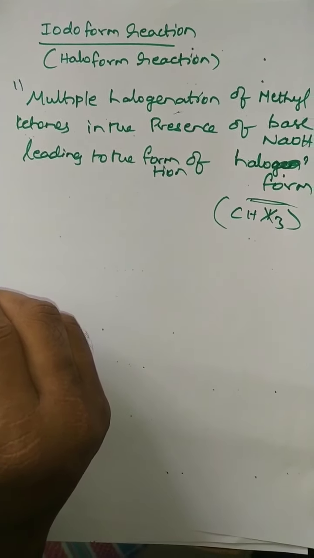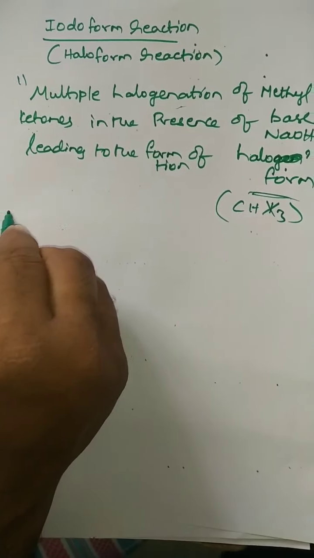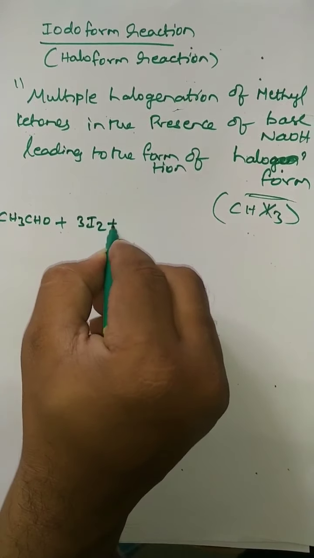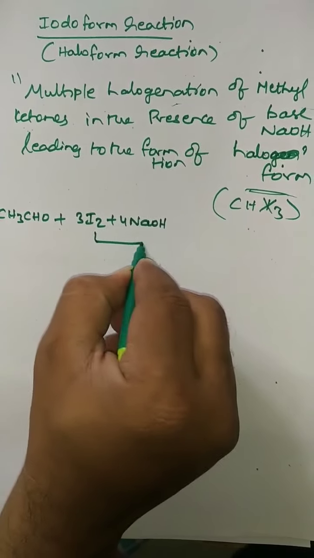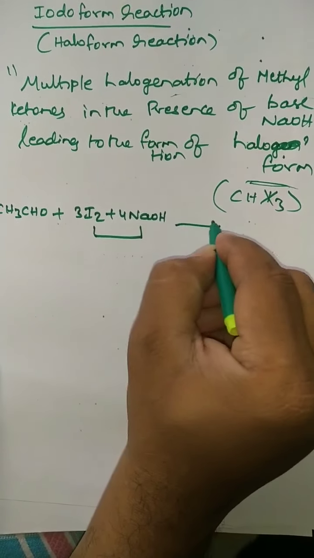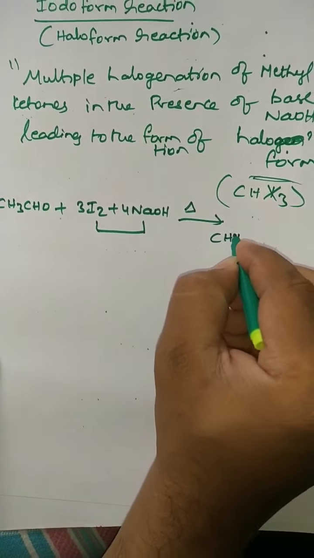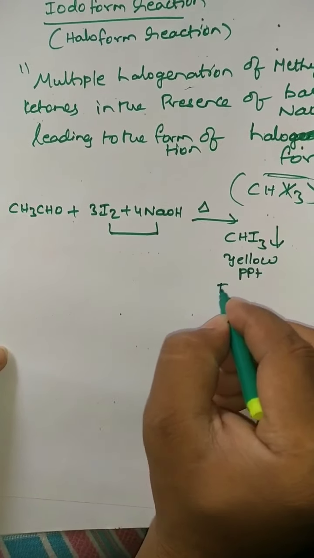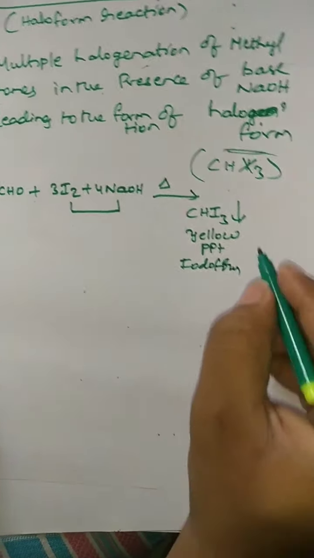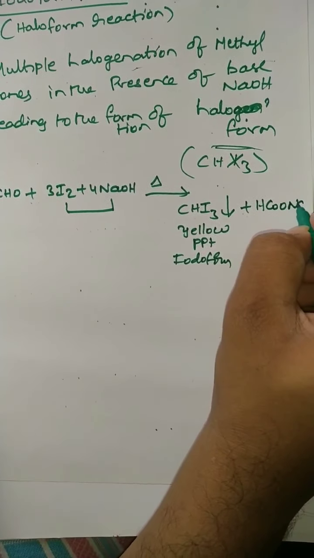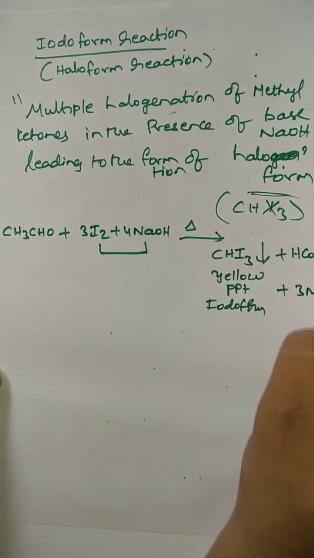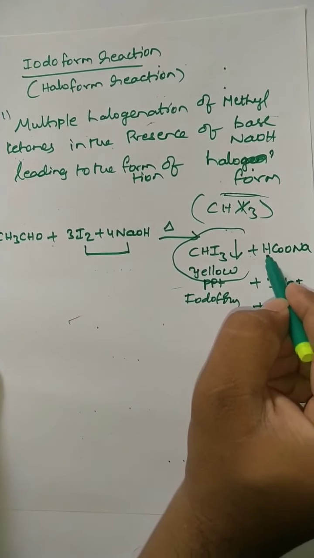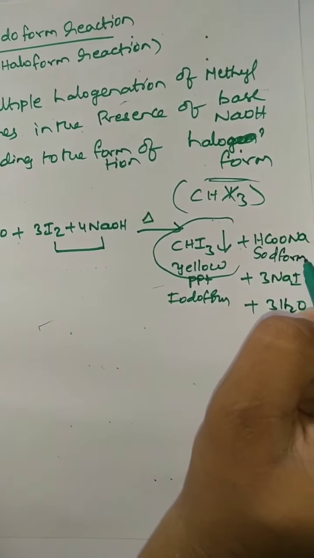See here, generally if you take any ketone with CH3, suppose acetaldehyde I have taken, with 3 moles of iodine and 4 moles of NaOH. If you find this reagent, that indicates iodoform reaction. So on heating, what are you going to get? CHI3. You are going to get a yellow color precipitate, yellow PPT. This is called iodoform, plus HCOONa plus 3NaI plus 3H2O. Actual equation is this one. See here, iodoform is the main product, and sodium formate. This is called sodium formate.